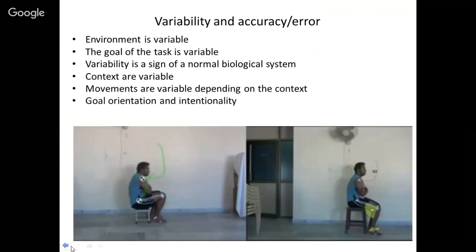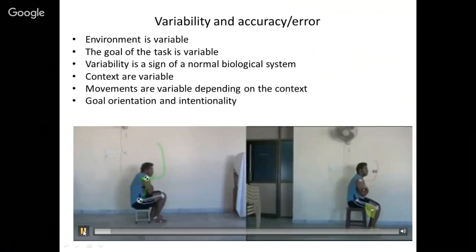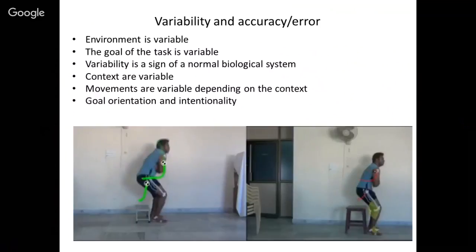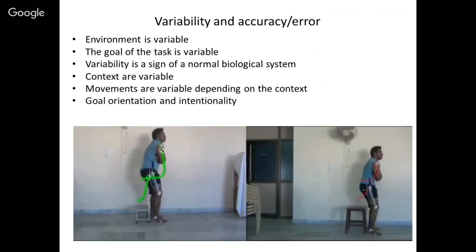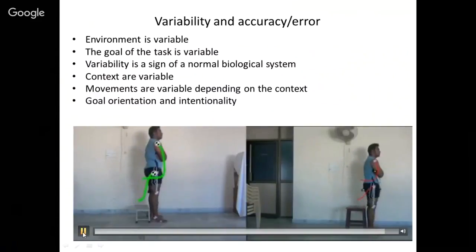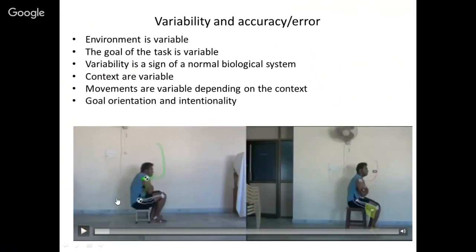So here I have a video of one of our students doing sit to stand from two different environments. One is a lower stool and another one is a higher stool. He is able to do both of the movements, and you can see the joint movements are different in both the conditions, right? It's not the same thing. You can see that the trajectory here is different, here it is different, the range of motion here is different, range of motion here is different. All these things are different.